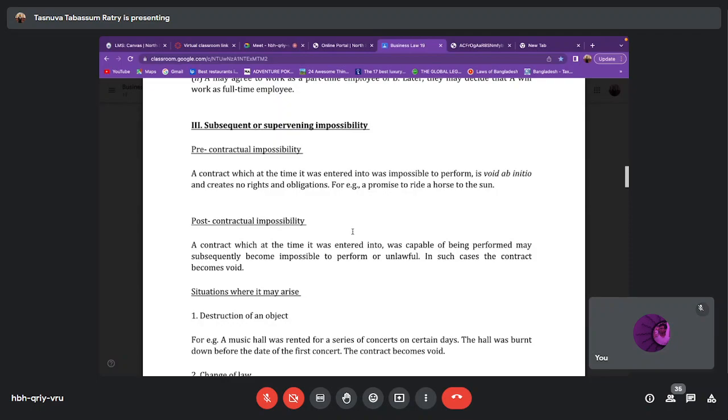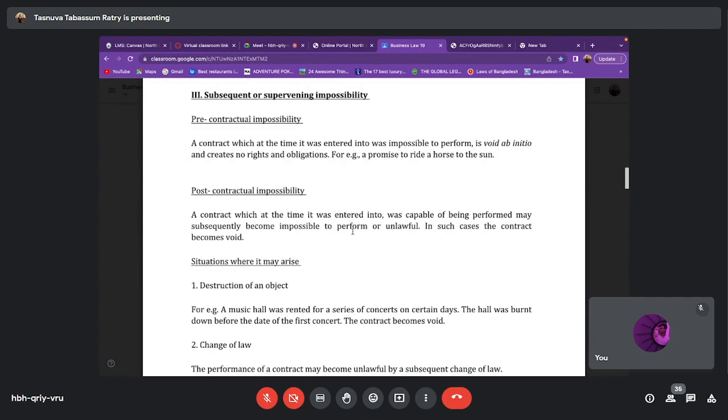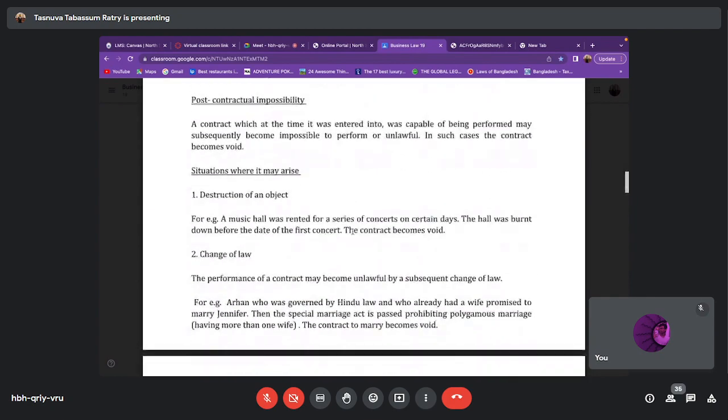So say if there's a promise to ride a horse to the sun, এই টাইপের obnoxious contract যেটার কোনো perform করা impossible, if that's formed between the parties, that would mean that the contract will be terminated and the contract will be void due to a pre-contractual impossibility. So এরকম সিচুয়েশন আসে না, বাট পোস্ট কন্ট্রাক্চুয়াল ইম্পসিবিলিটি হয়। What is post-contractual impossibility? When a contract at the time in which it was entered was capable of performance.